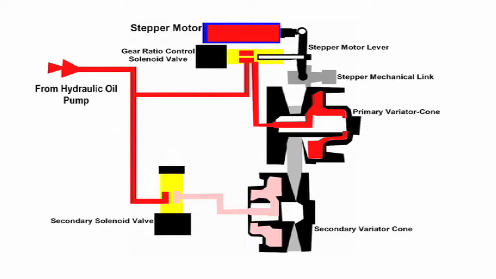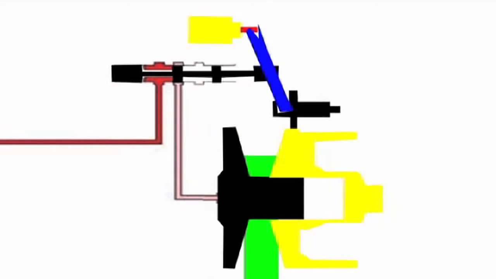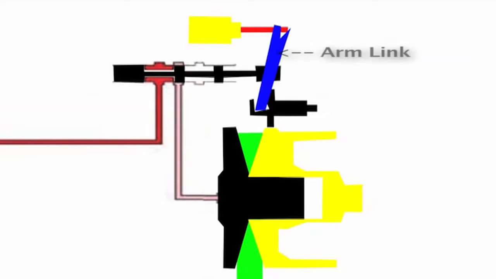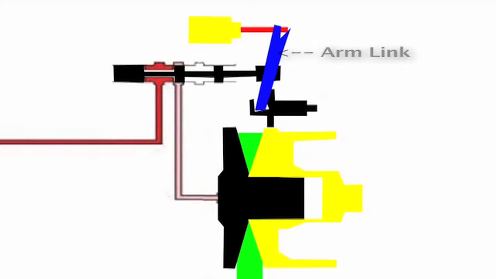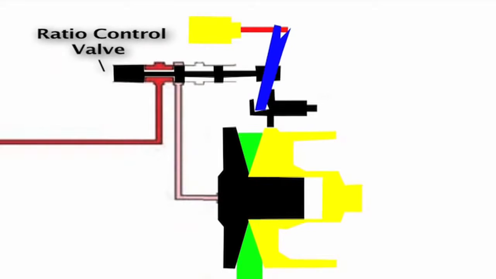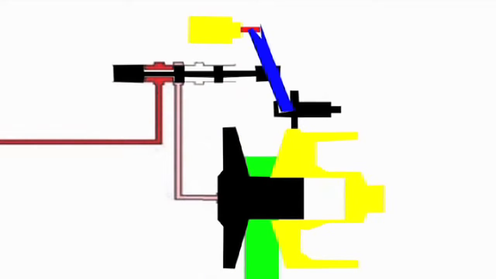The primary ratio control solenoid, also attached to the ratio control valve, can also effect a valve change electronically. The ratio control valve is mechanically linked to the primary variator by means of a control arm link. So, as the primary variator moves, so does the ratio control arm, and therefore the ratio control valve. As you can see, the feedback here is real-time, coming right from the movement of the primary variator.